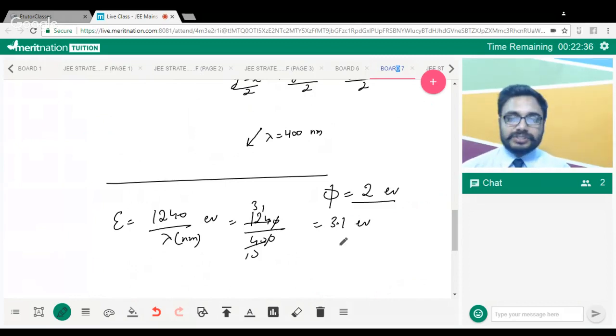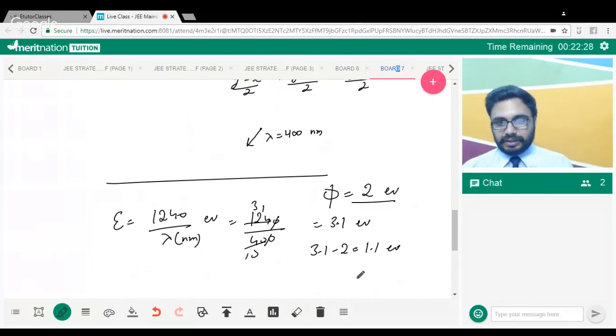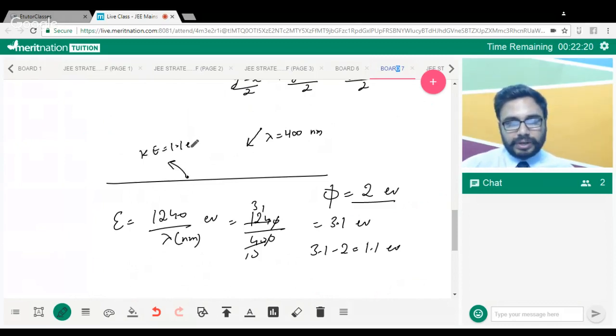Where is the remaining energy? That is 3.1 minus 2, which is equal to 1.1 electrovolt. Where is that energy? That energy will be the kinetic energy of that ejected electron. The one electron will be ejected with kinetic energy of 1.1 electrovolt. One photon will eject only one electron.